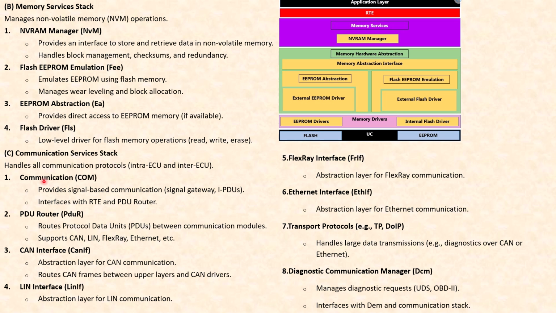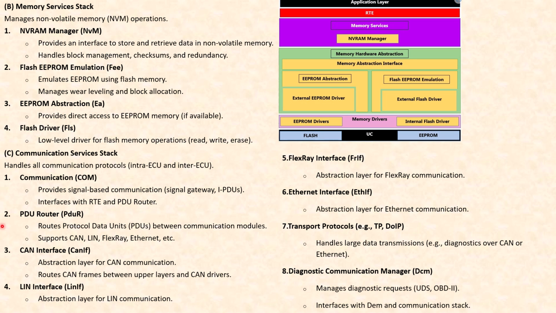Now, when it comes to the communication services stack, there are 8 major parts. From 1 to 8, we will clearly touch upon one after the other. First is the communication stack, which provides basic communication like signal gateway and IPDUs. It also interfaces with RTE and PDU router.